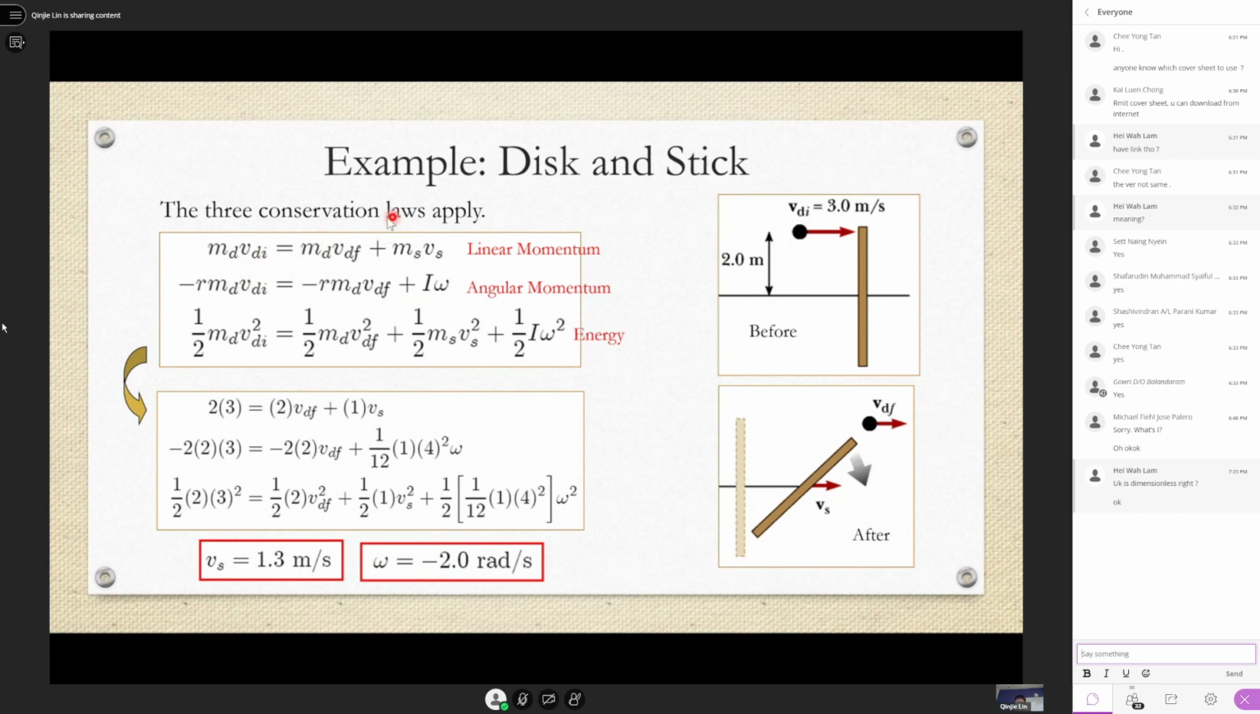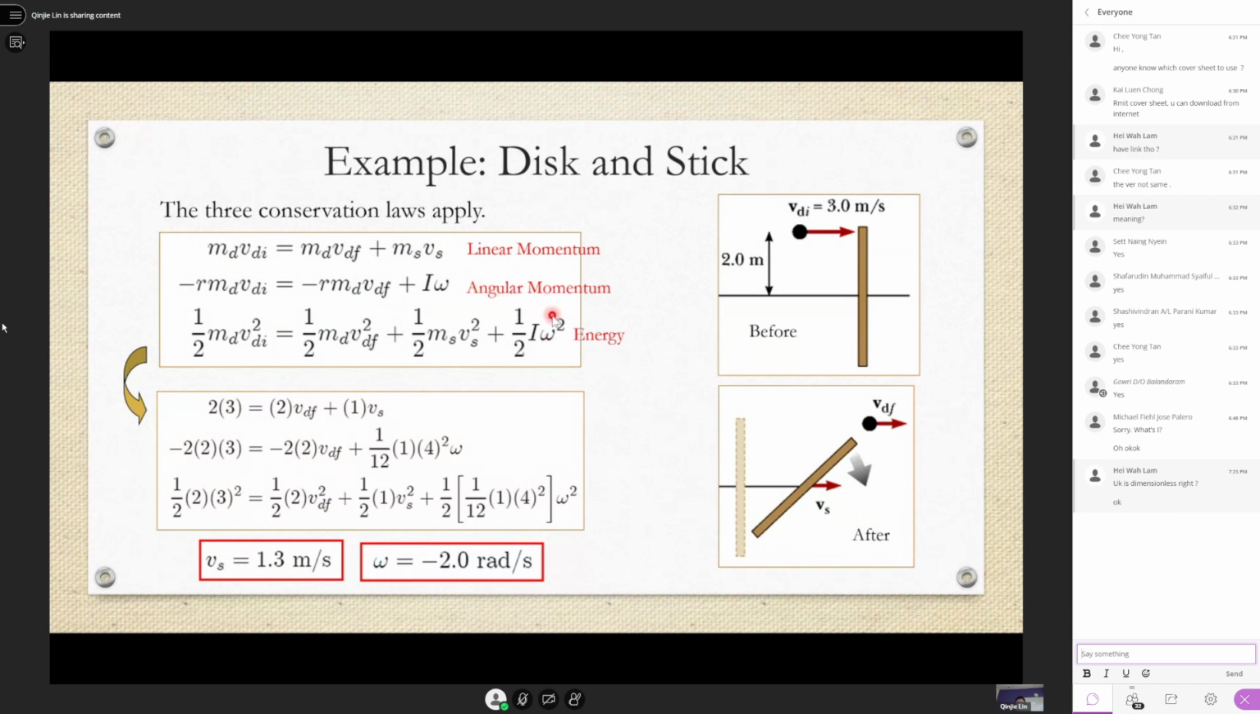After collision, the disc is still moving, so you have the mv for the disc. And then the stick has also started moving. That's why you have your mv for the stick also. Okay, so that's our linear motion.